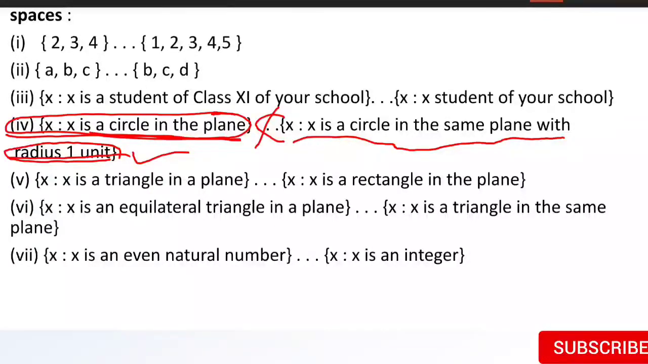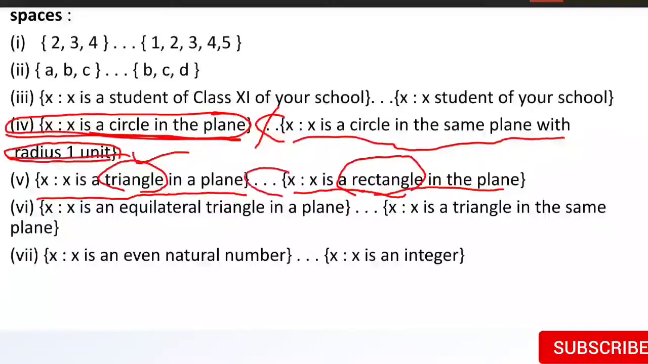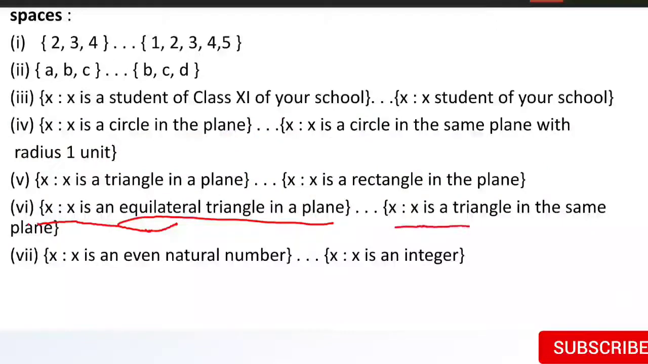Fifth one is x such that x is a triangle in the plane, and here the second set is x such that x is a rectangle in the plane. So here it is a collection of triangles and it is a collection of rectangles. Again here, the collection of triangles is not a subset of the collection of rectangles.